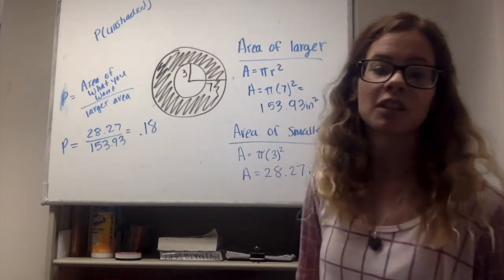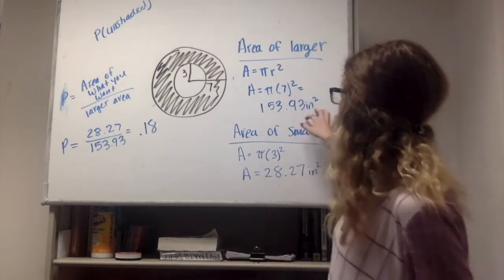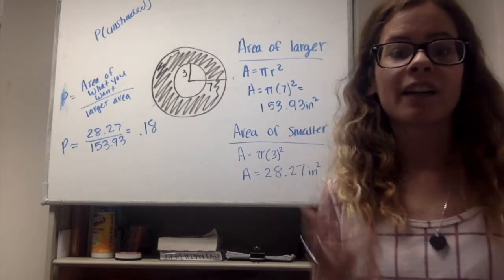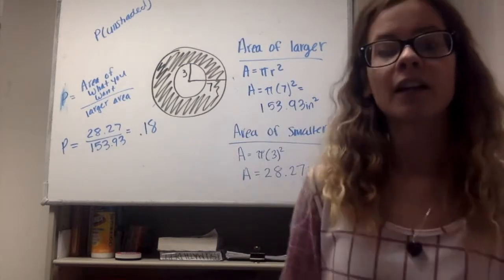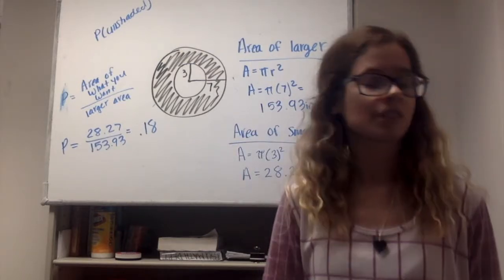And then also make sure that you are labeling your answers. When we're finding the area, we're actually squaring our label. So if we have centimeters, it's centimeters squared, inches, it's inches squared, and those sorts of things.